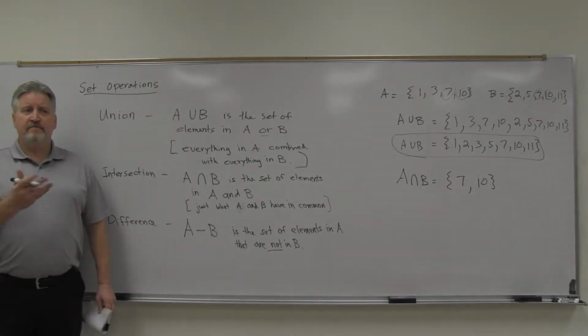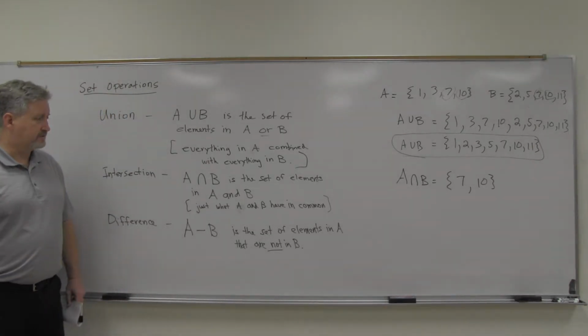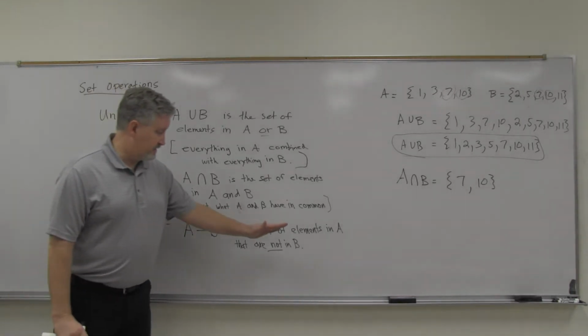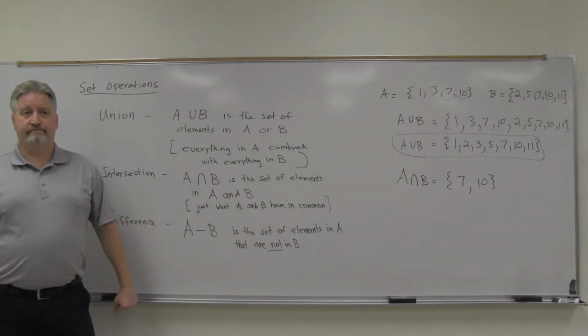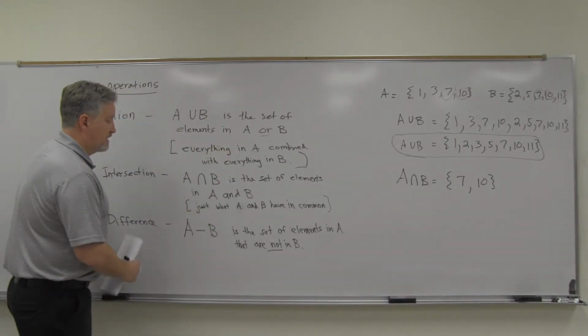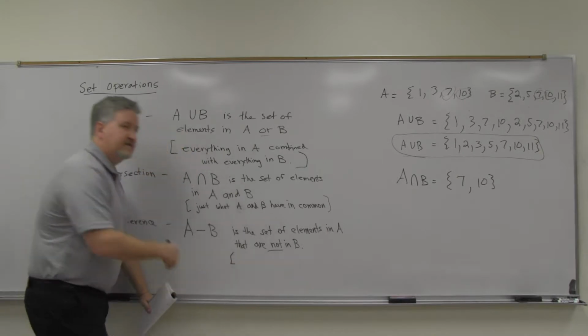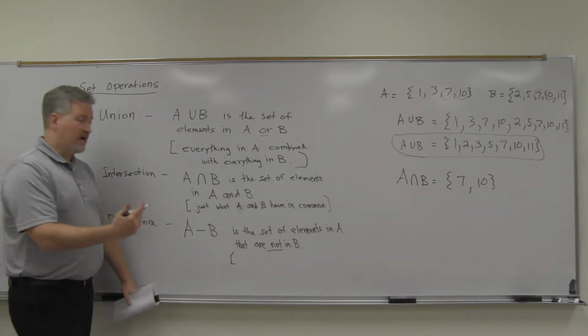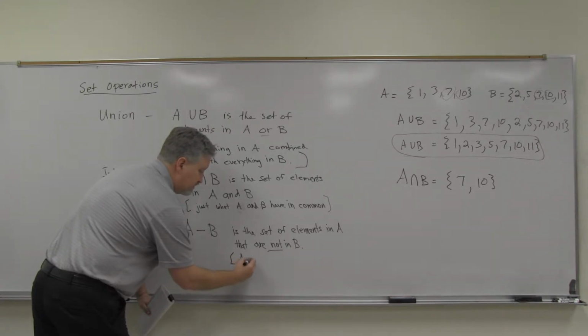You'll see how maybe this works here. I'll show you how this works. So it's a set of elements in A that are not in B. Just see why we might think of it as A minus B. And like I said, the way I like to think of that is A take away B or A minus B.